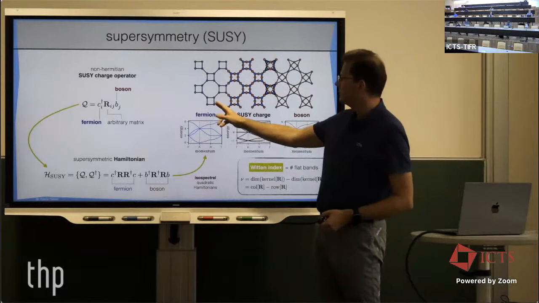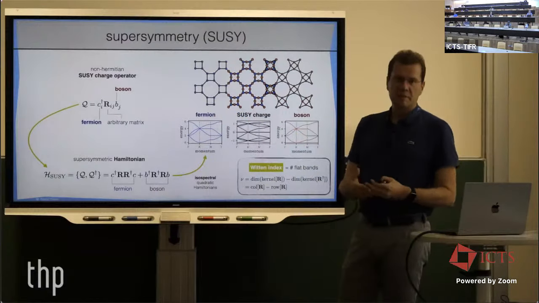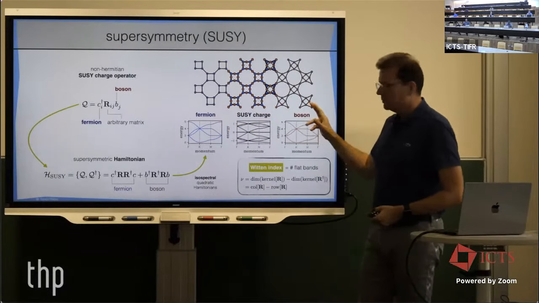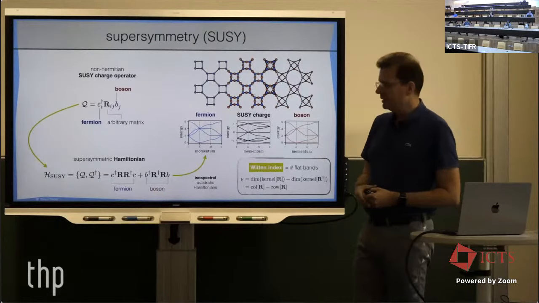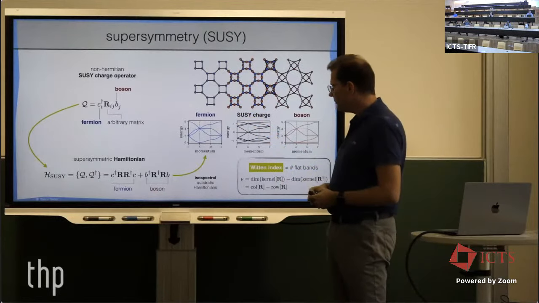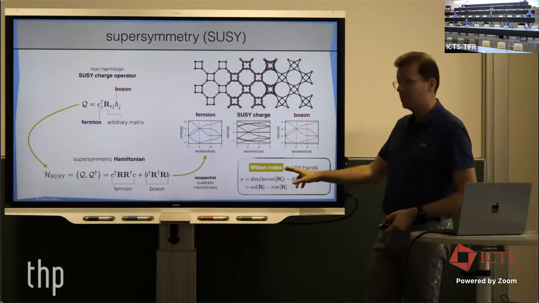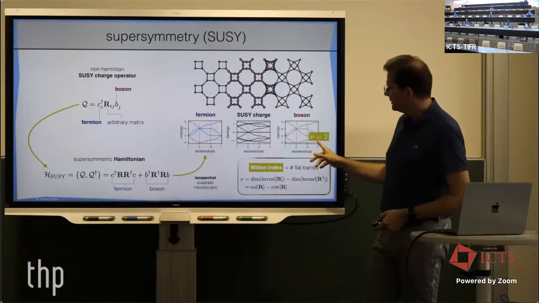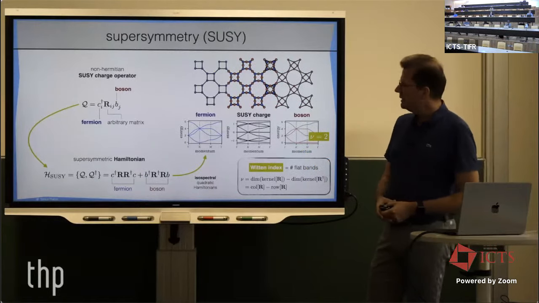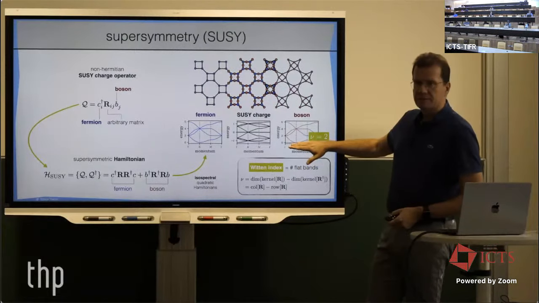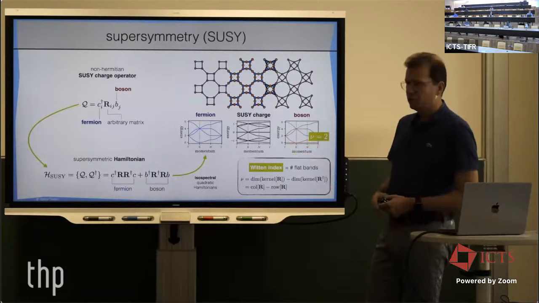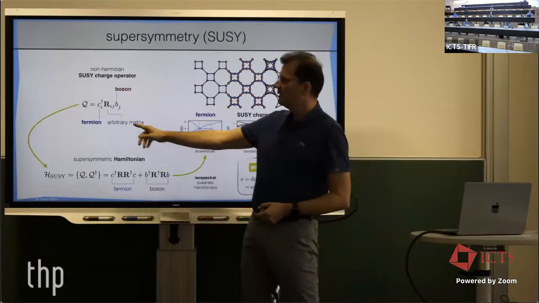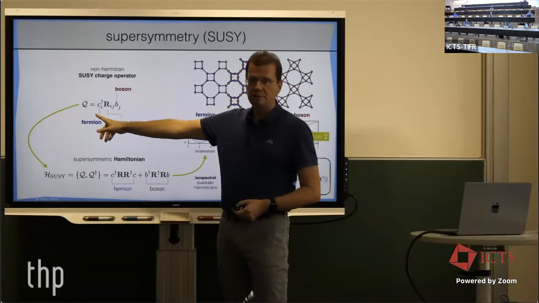Or, in the context of these lattice geometries, an even simpler way is to ask how many sites are there in the unit cell? And that will tell you what the mismatch in these two lattice geometries is, and what the Witten index is, which is equivalent to the number of flat bands. So in this particular example, the Witten index is 2, indicating that the square Kagome lattice has 2 flat bands.